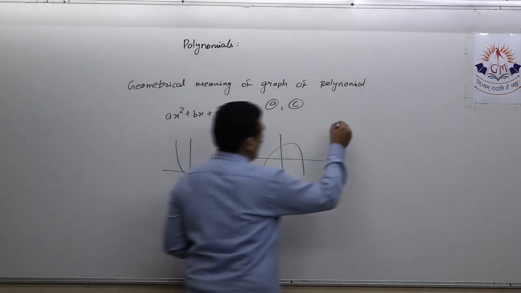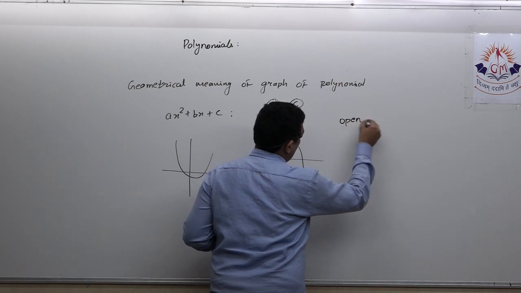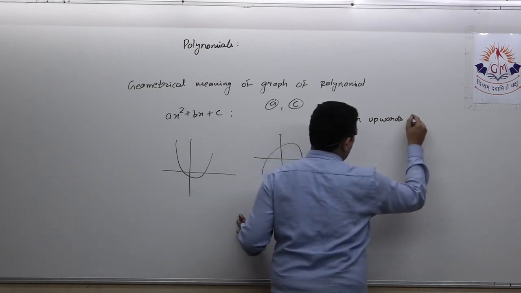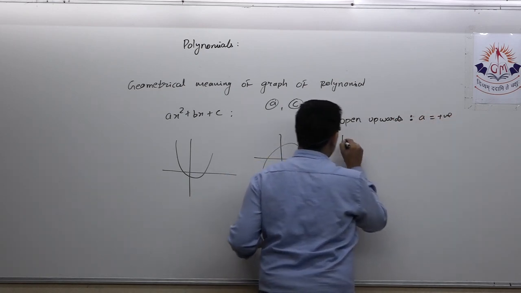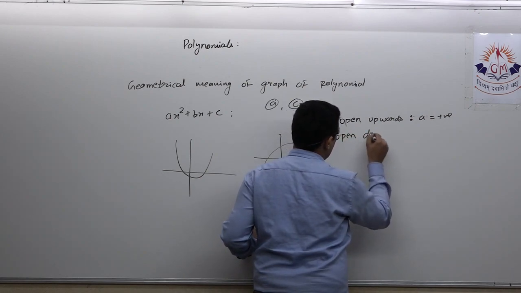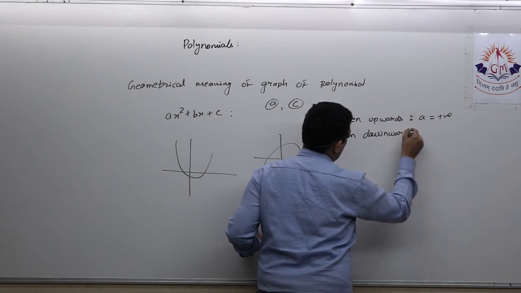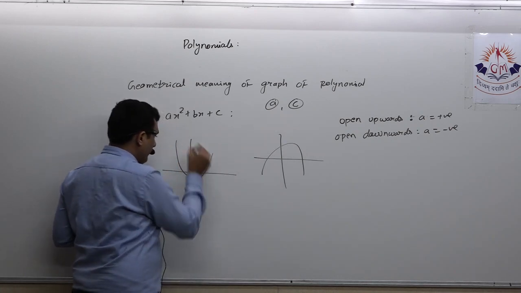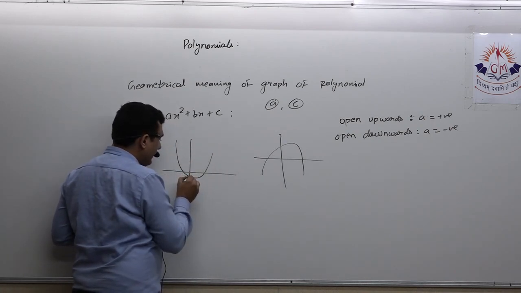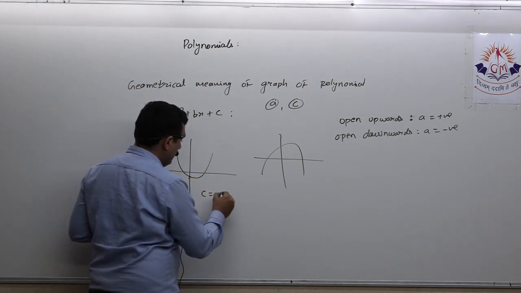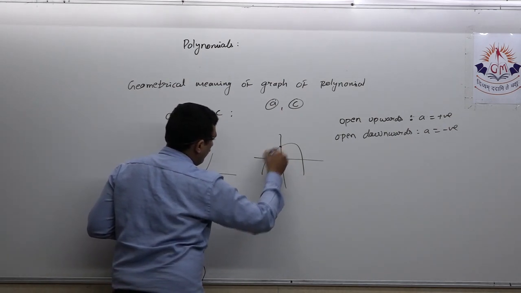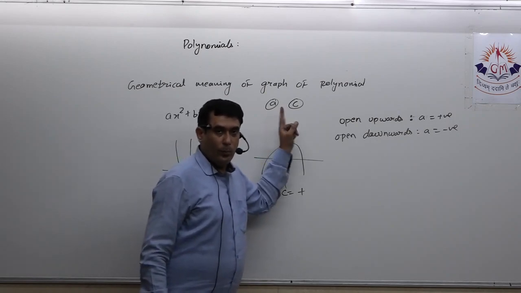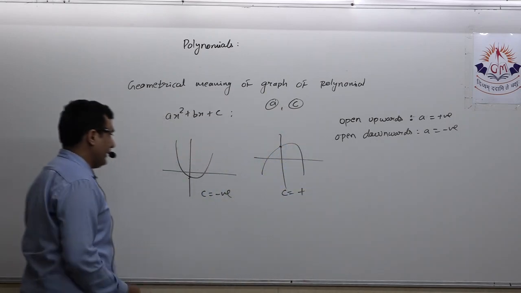So first thing, for open upwards, a is positive. For open downwards, a is negative. Second thing, the sign of c. See, this graph intersects the y-axis at a negative point, so here c is negative. This graph intersects the y-axis at a positive point, so c is positive. Basically, you concentrate on this: open upwards positive, open downwards negative.